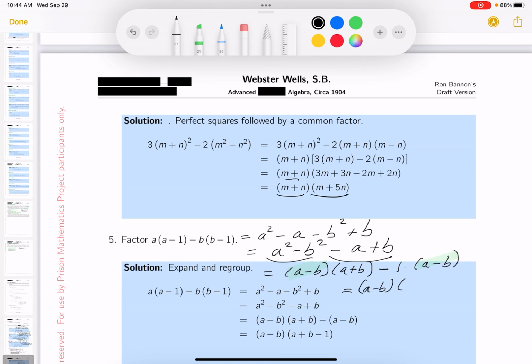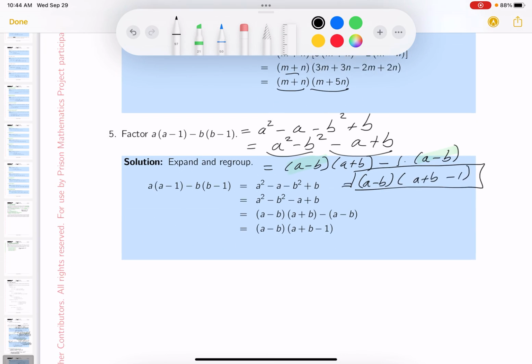And what are you left off with? Well, from the first term, you're left off with a plus b. And for the second term, you're left off with minus 1. I'll put a box in that. Then again, like before, if I make a mistake, I'll fess up to it. But let's look at the key.